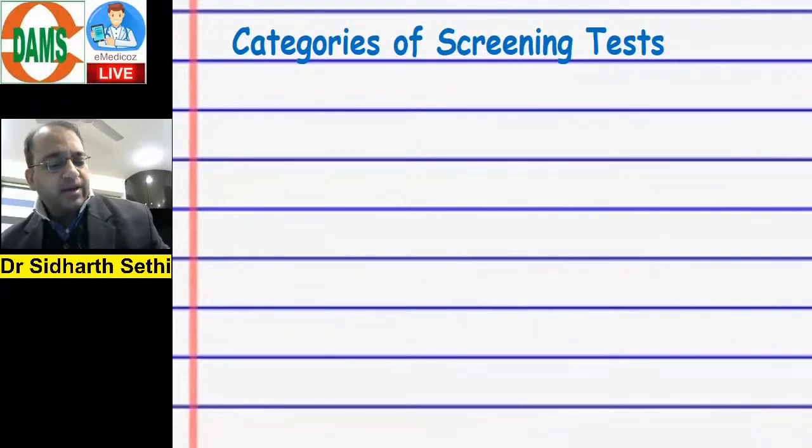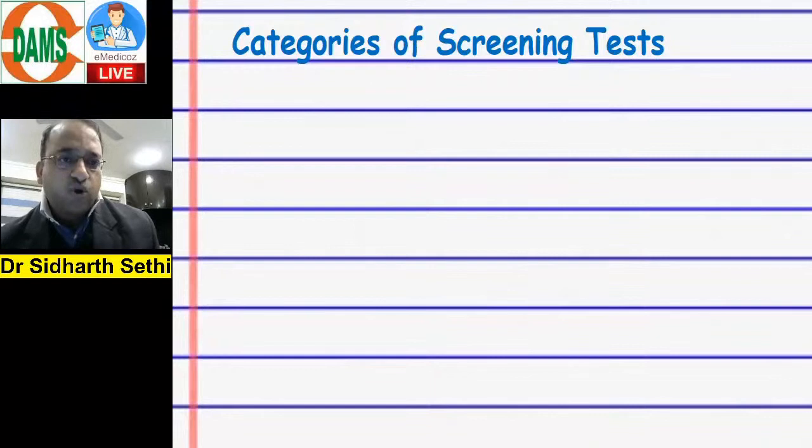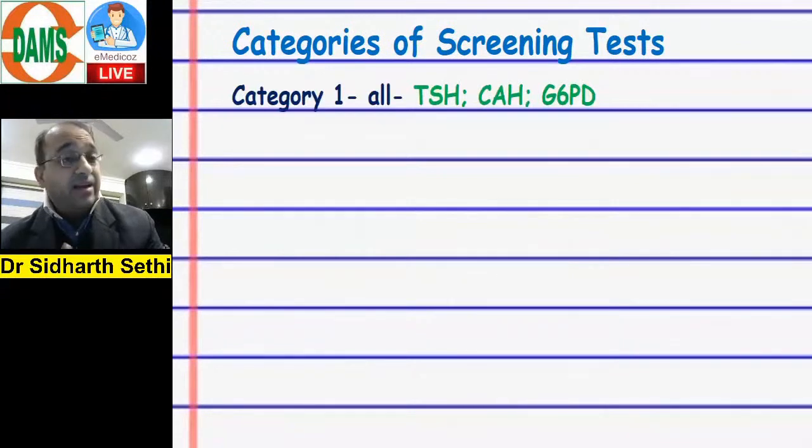Now remember, let's go back to the population. We can have three types of screening tests. Category 1 is basically a disorder which is very severe, very common in the population, and we all need to do it. So someone in the class today said, sir, do we have to do TSH for everyone? Of course, in the whole world, everyone gets TSH.